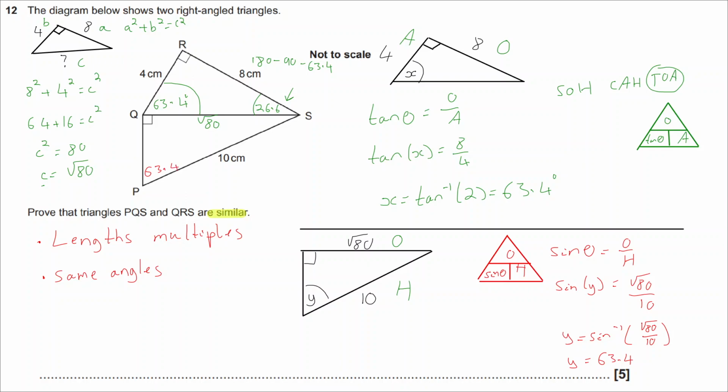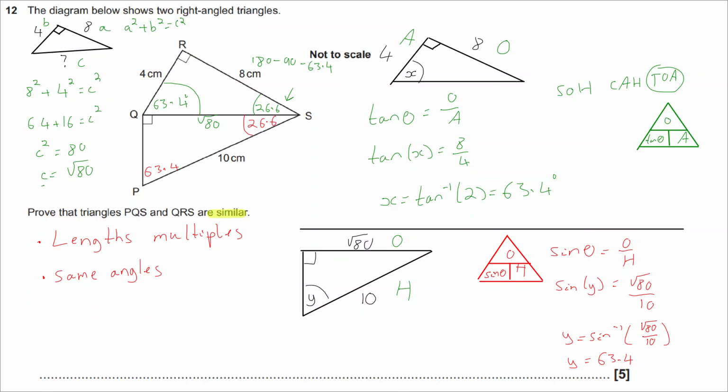Which must mean that this angle here, because 180 take away 90 take away 63.4, must give me 26.6. So these triangles must be similar, because we said that if your angles are the same in your triangles, they must be similar. Because if you make a shape bigger, like from this to this, if they're similar, the angles will all be the same. They won't change. That's an important fact.